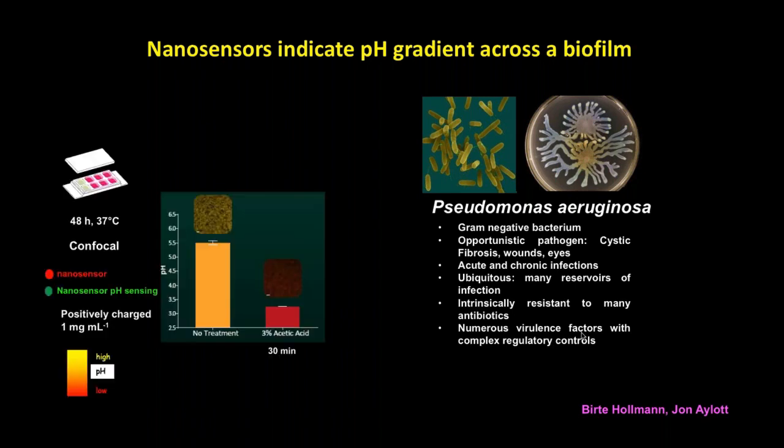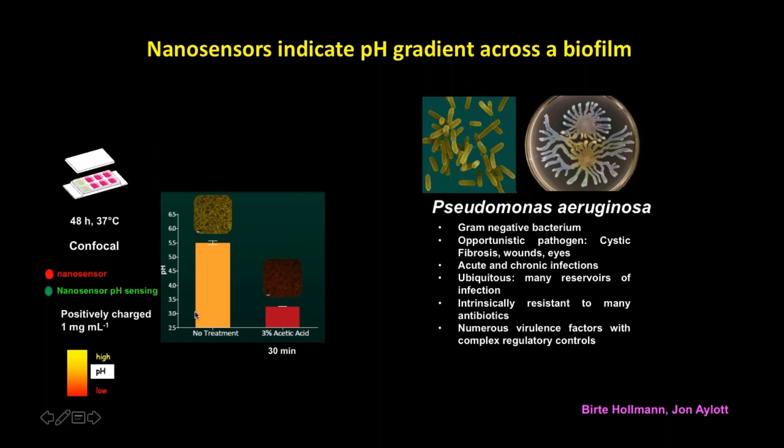So the first time we've added the nanosensors to the biofilms is within static biofilms in an 8-chamber model. We've incubated for 48 hours at 37 degrees and added the nanosensors. If you view them from the top, we have a yellow color indicating a high pH. So we first tested if they respond to pH by adding a low pH, 3% acetic acid, and we can clearly see a lowering of the pH and the appearance of the red color.